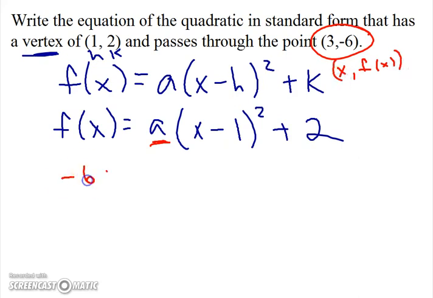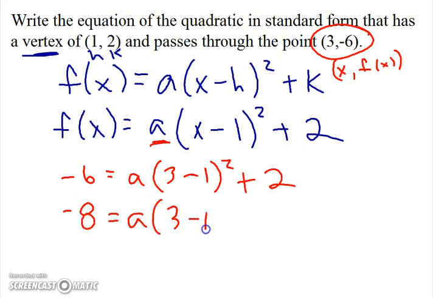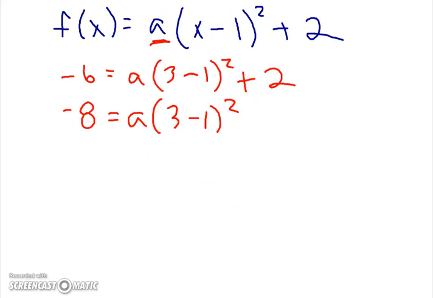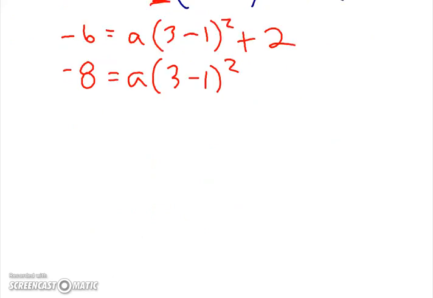Replace f(x) with -6 equals a times my additional x value that I know, which is 3, minus 1, squared, plus 2. And now I just solve this. So I move the 2 to the other side. I get -8 equals a(3 - 1)^2. 3 minus 1 squared is 2 squared, which is 4. So I've got -8 equals a times 4. Divide both sides by 4.